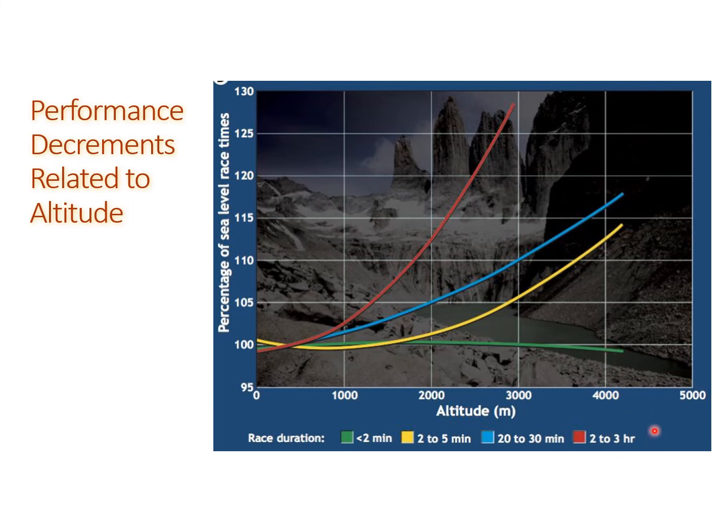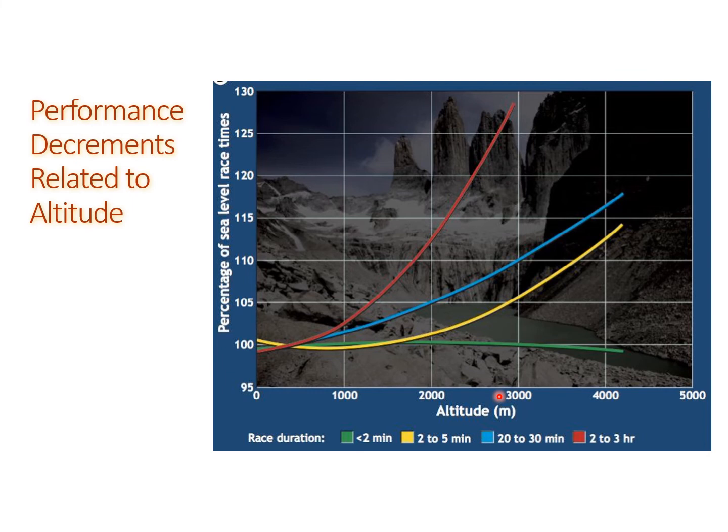Now, if we were to run a marathon at altitude, and let's say an elite marathon runner can run a marathon in just over 2 hours. Well, it's going to take them about 30% longer to do that race at altitude at 3,000 meters because it is so stressful on the aerobic system.